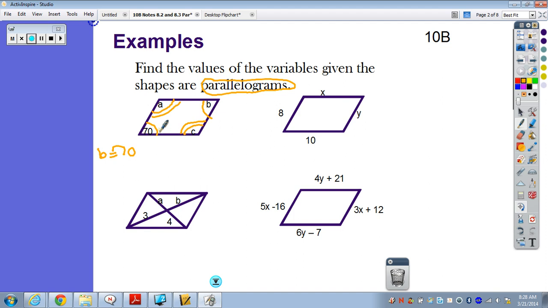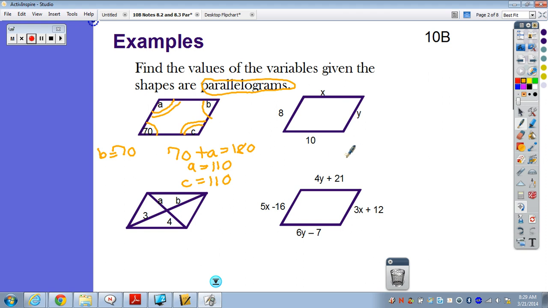Now we also know that consecutive angles or same side interior angles add up to 180. So we know 70 and A have to add up to 180. So to find A, I'm going to do 180 minus 70, and that's going to give me A to be 110. And then once I know A, C also has to be 110 because opposite angles are equal.